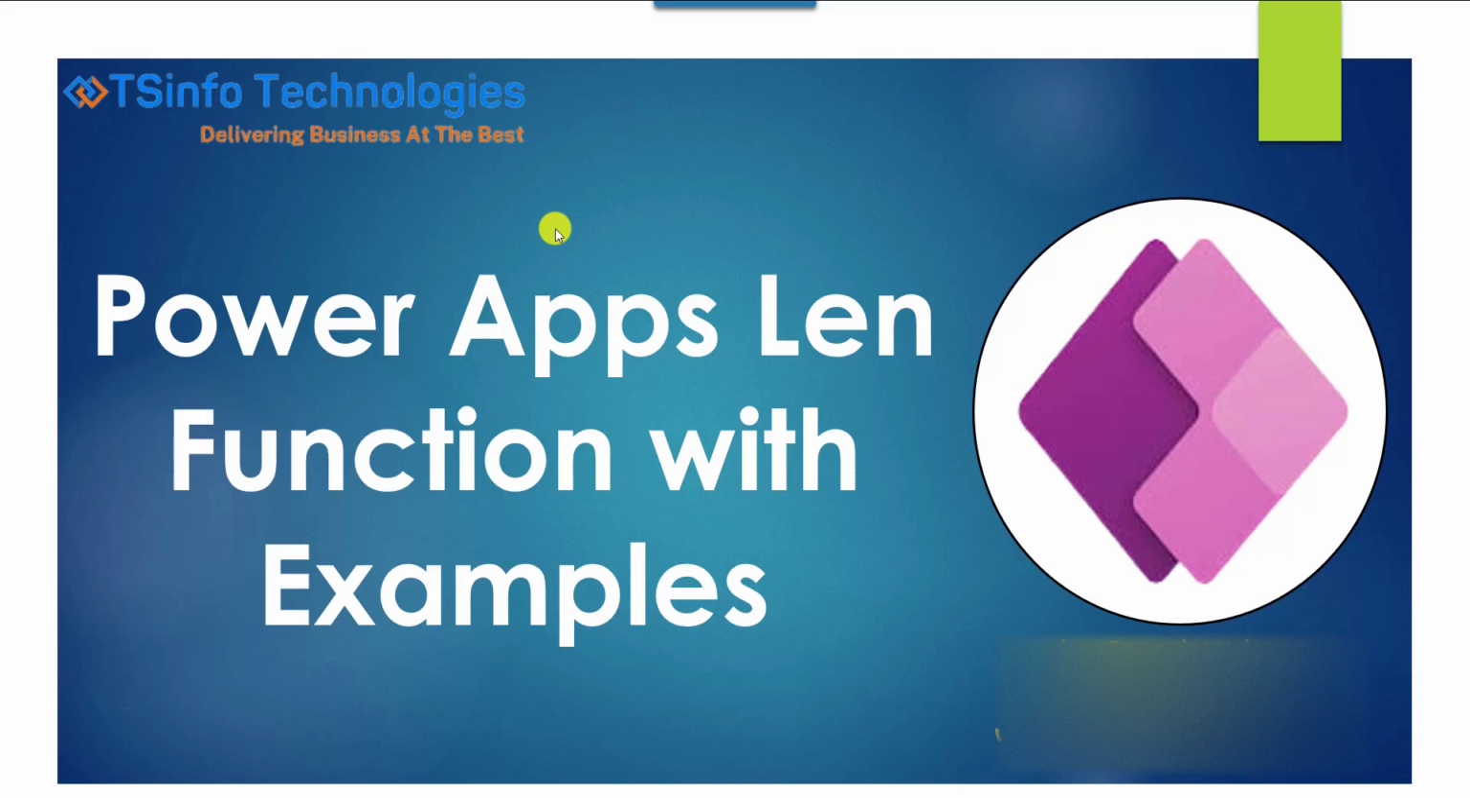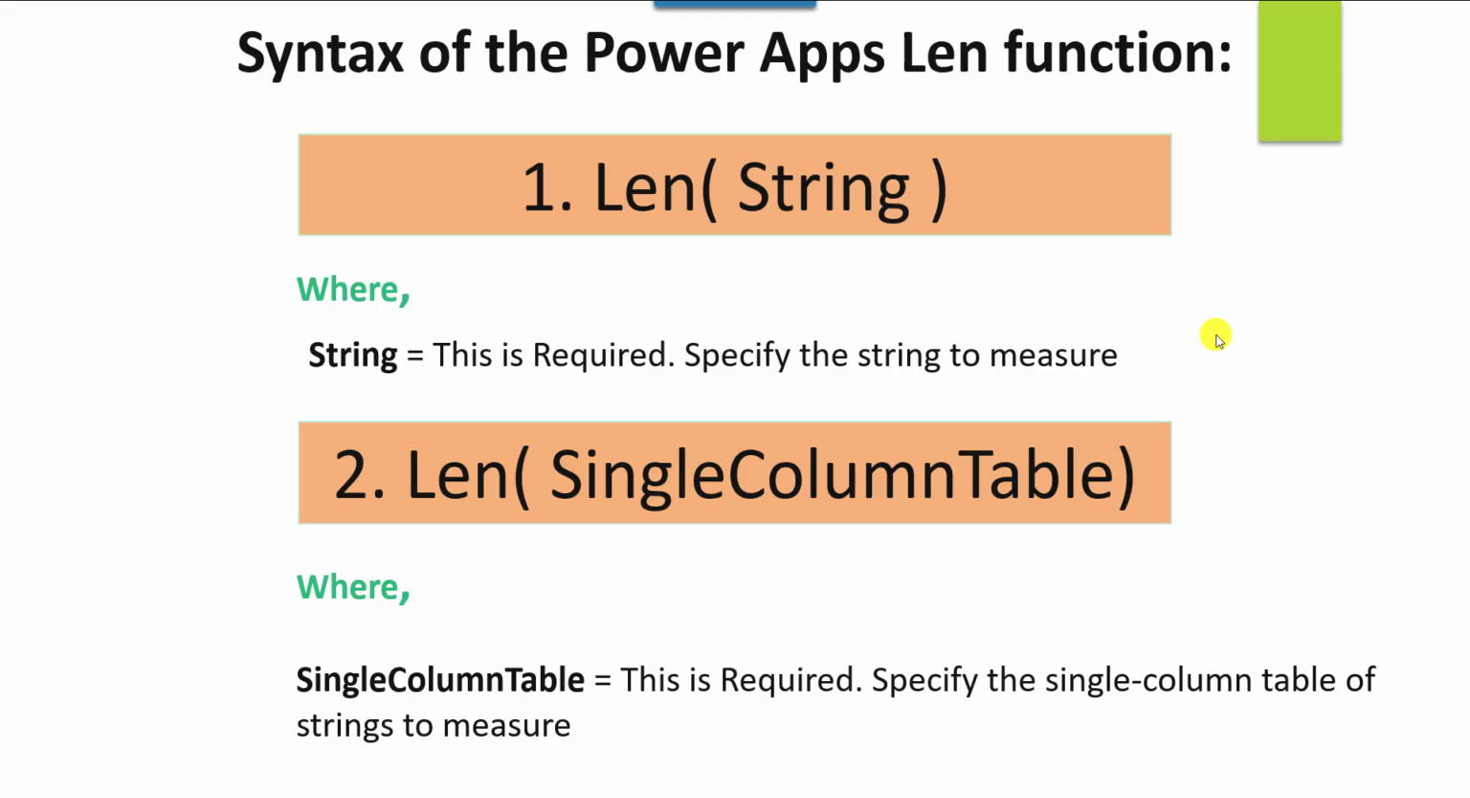In this video we are going to discuss the Power Apps Len function with examples. Basically, the Len function in Power Apps returns the number of characters in a string. Here you can see there are two types of syntax of the Power Apps Len function. First one is Len(String). String is required, it specifies the string to measure. And the second is Len(SingleColumnTable). This single column table is required, it specifies the single column table of strings to measure.